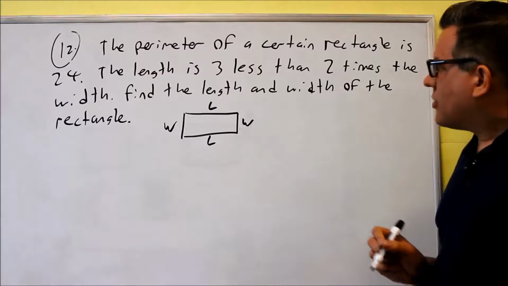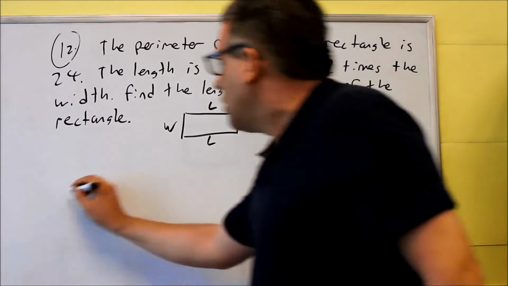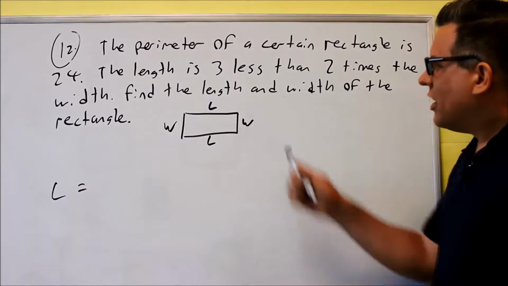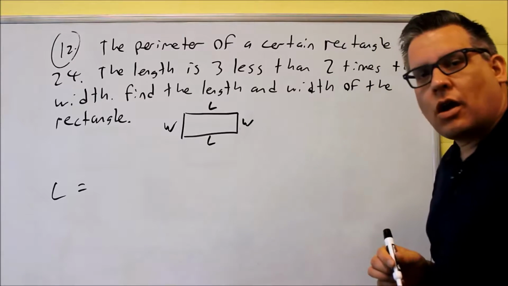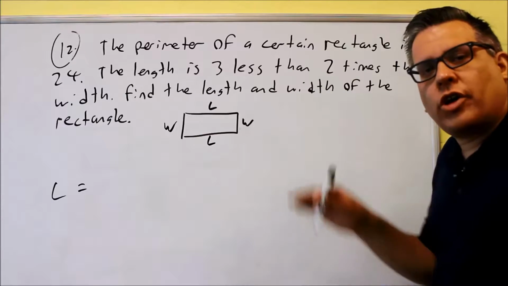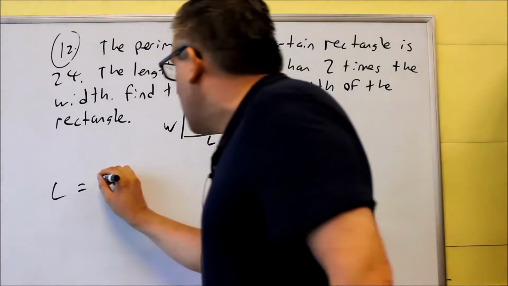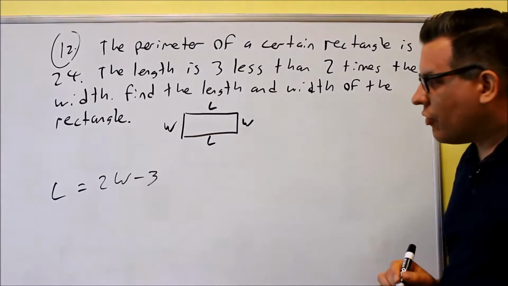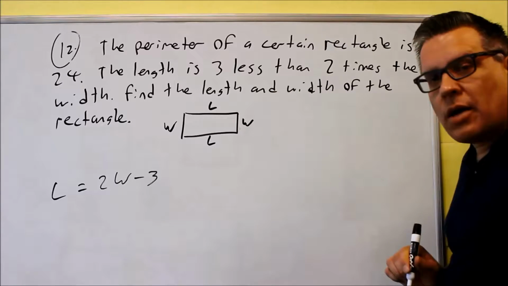Now, it says that the length is 3 less than 2 times the width. So let's write out a formula for that. The length is, so L equals 3 less than 2 times the width. So the width, we're calling that W. Now, the word less than means you reverse the order from the way it was written in the sentence. So if I have 3 less than 2 times, what I want to write that as is 2W minus 3. That's the expression I want to use for that. So 2W minus 3. Okay, 3 less than 2 times.